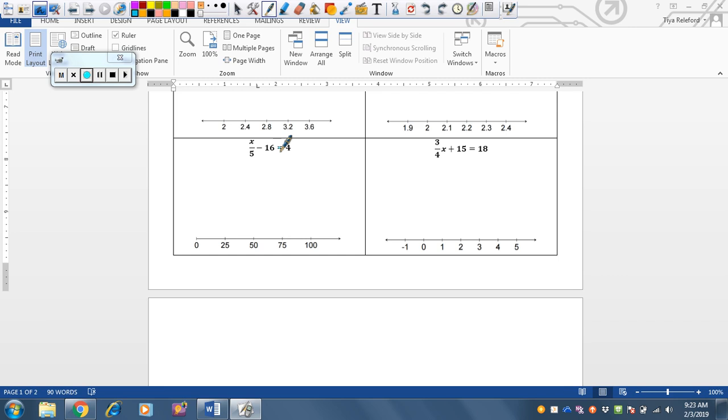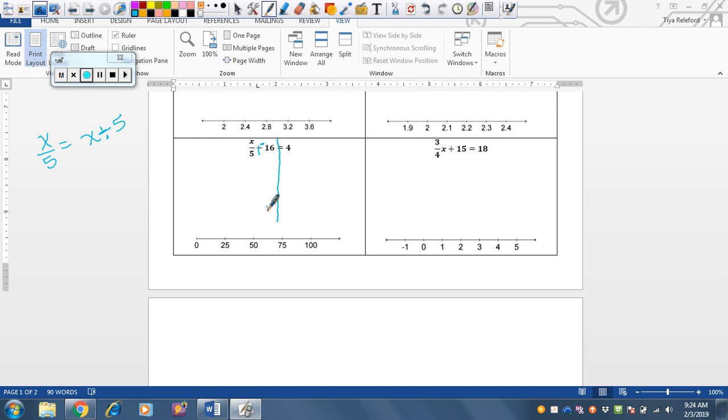So, this says x over 5. X over 5 is the same thing as x divided by 5, right? So this is x divided by 5 minus 16. And I'm going to turn that into plus -16.